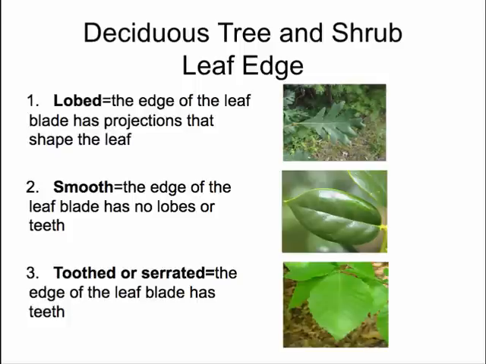The last type is a toothed or serrated edge. This edge of the leaf blade has teeth. It almost looks like the edges of a saw.